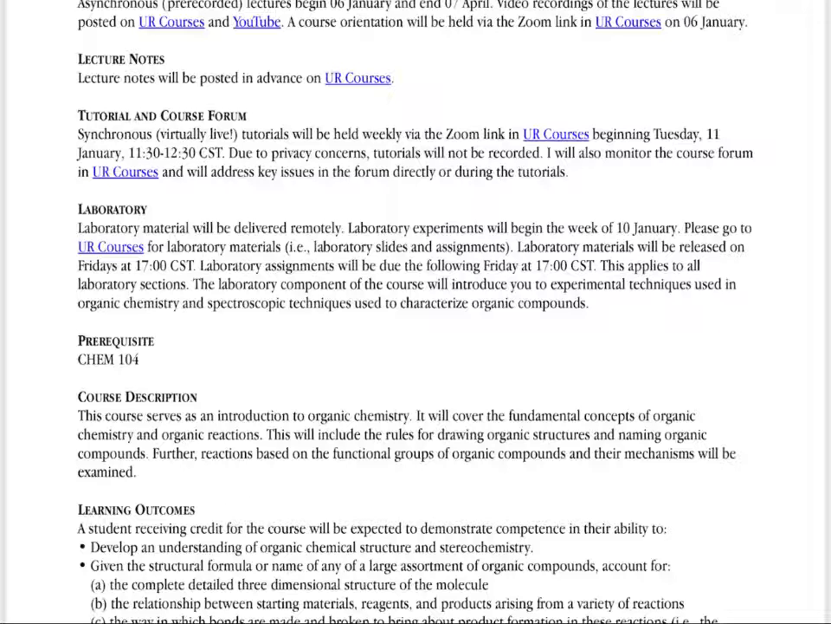Course description. This course serves as an introduction to organic chemistry. It will cover the fundamental concepts of organic chemistry and organic reactions. This will include the rules for drawing organic structures and naming organic compounds. Further, reactions based on the functional groups of organic compounds and their mechanisms will be examined.